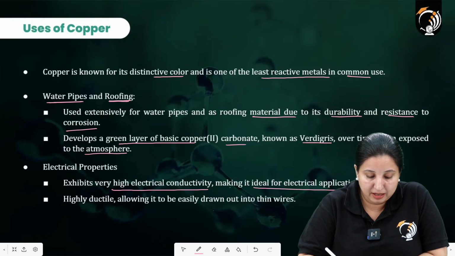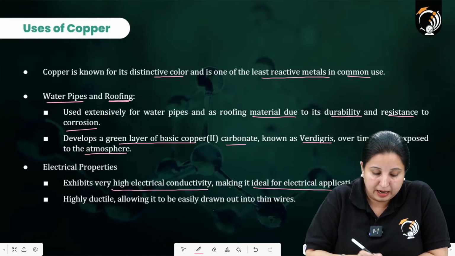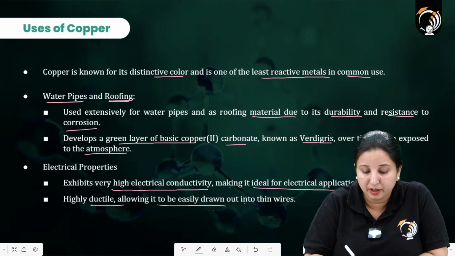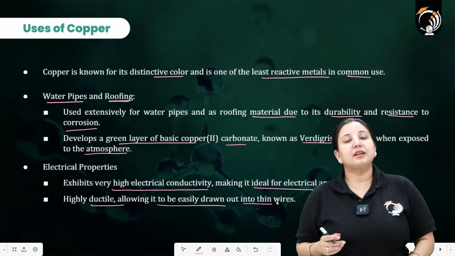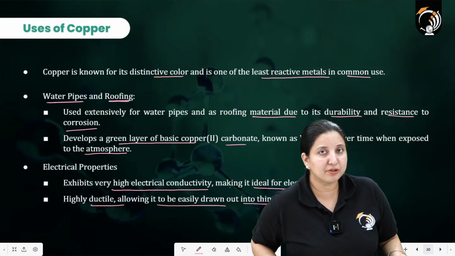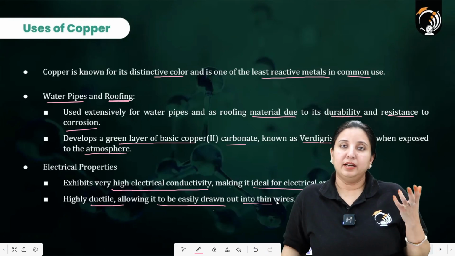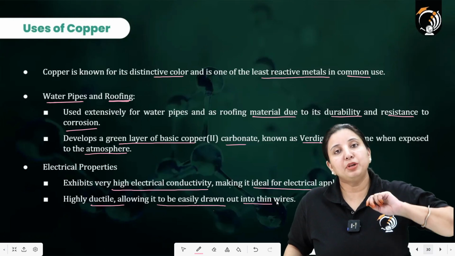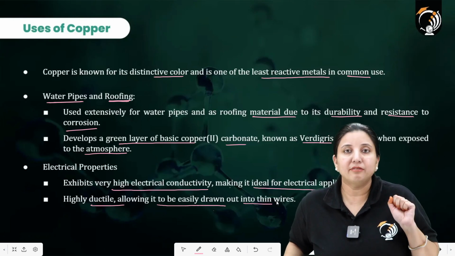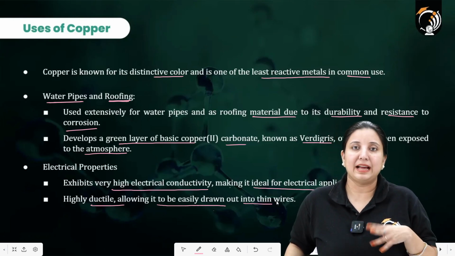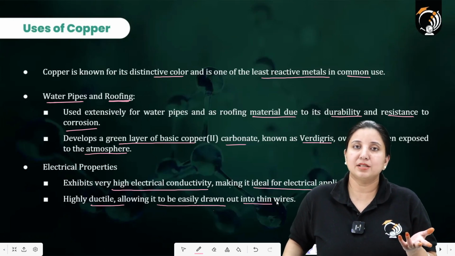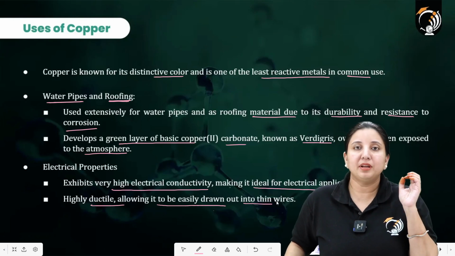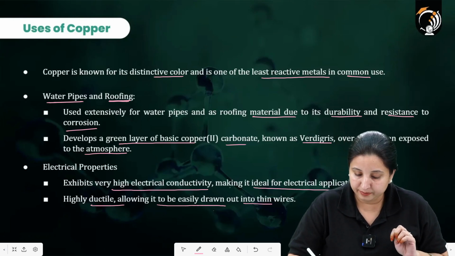Electrical conductance: it exhibits very high electrical conductivity, making it ideal for electrical applications. And its high ductility allows it to be easily drawn into thin wires. You know that copper is a very good electrical conductor and is ductile in nature. So because of these properties, we use it in making the electrical wiring of our household appliances, and whatever electrical circuits we make, we use copper.